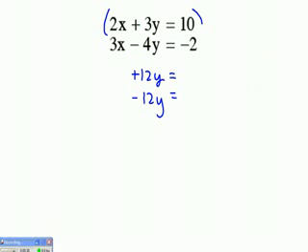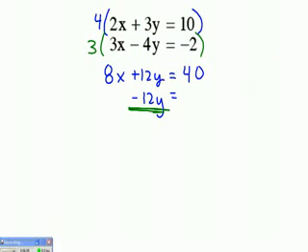Well, in order to do that, I need to multiply everything in the top equation by 4. So that gives me 8x plus the 12y, because 4 times 3, and then 4 times 10 is 40. Do not forget to do the other side as well. There are some instances where people will leave it as 10, and that throws everything off. The bottom equation will need to be multiplied as well. How do I get negative 12? Well, I need to multiply everything by 3.